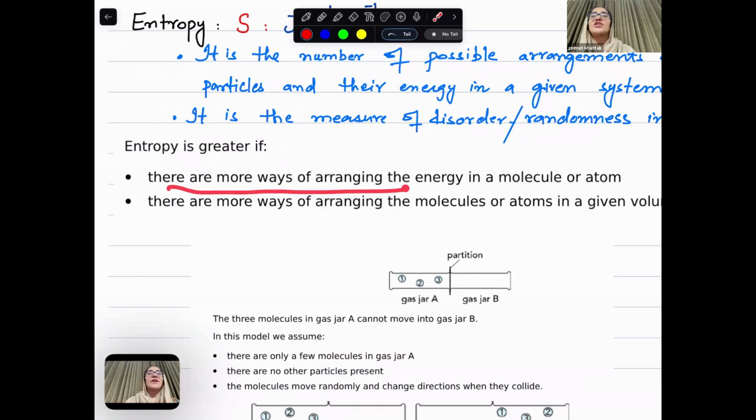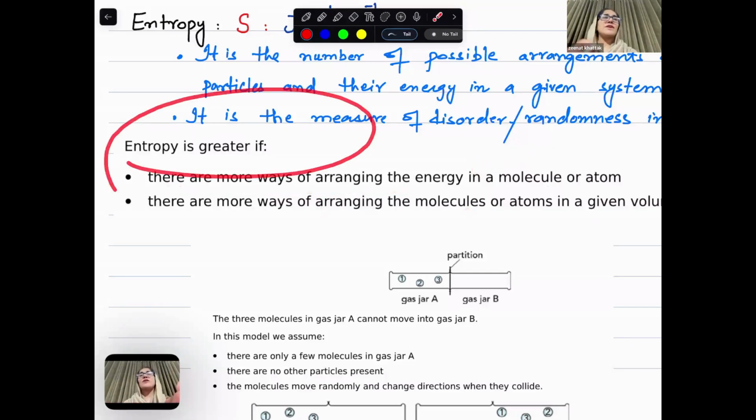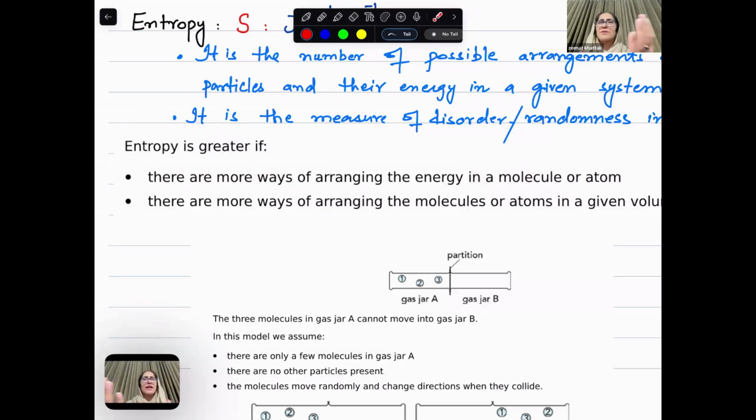The more the ways of arranging the energy in a molecule, the more the ways of arranging the molecules in a system, the more is entropy. Now, entropy is the measure of disorder, measure of randomness of particles, measure of the randomness of the energy. Now, entropy depends on what?